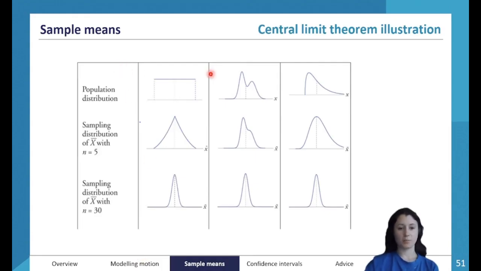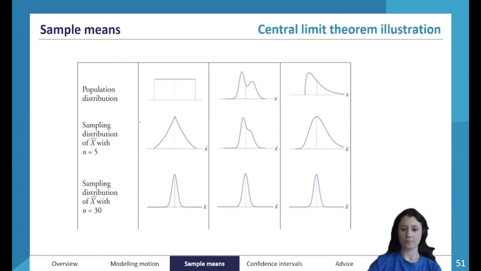Looking at the population distribution, alright? Taking 5 samples, as you can see, the distribution looks somewhat similar to the population distribution, but as you take more and more samples, they will all approach a normal distribution. The magic number is 30.